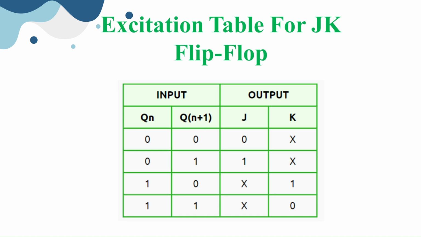The excitation table shows us which input combinations we should use for a JK flip-flop to get the output we want. Here X is don't care, Q is current state, Qn plus 1 is next state, and J and K are two input values. This table guides us on what input values to use so we can move from the current Qn to the next state Qn plus 1.